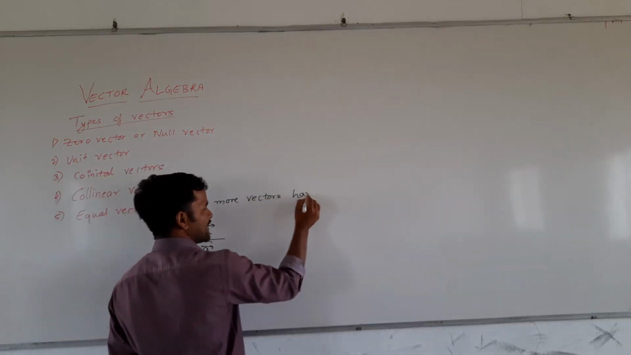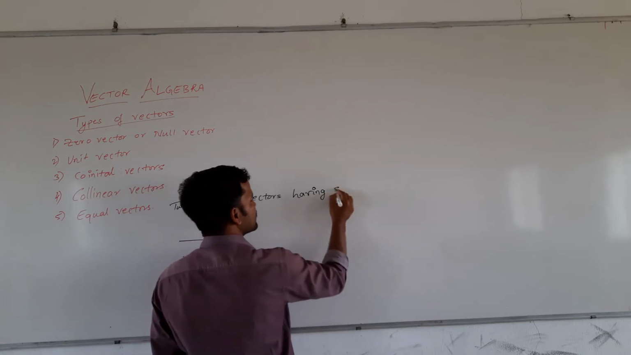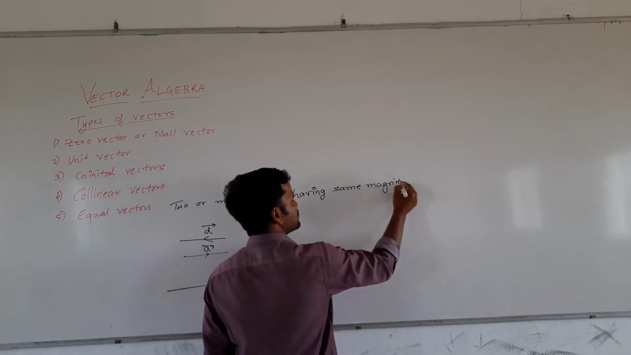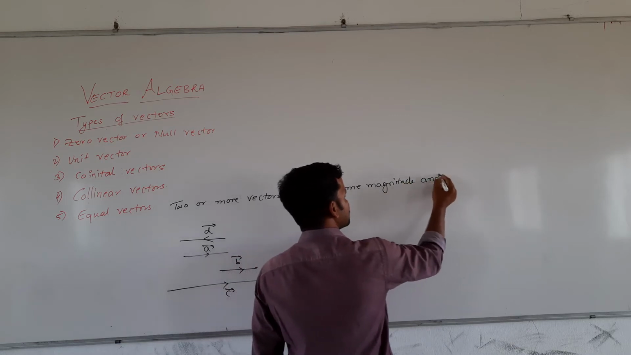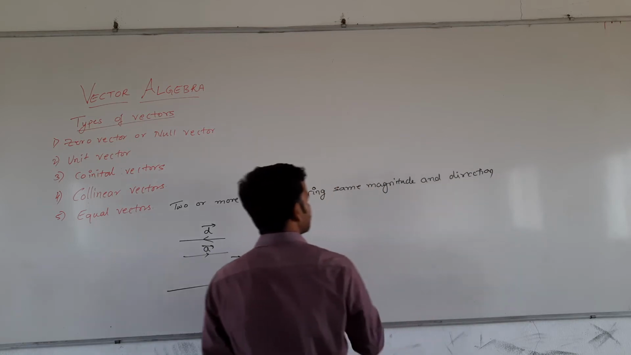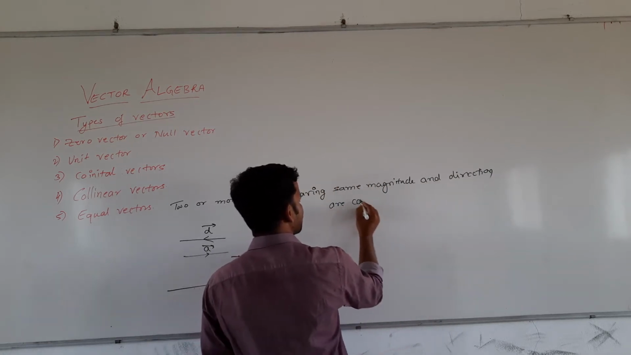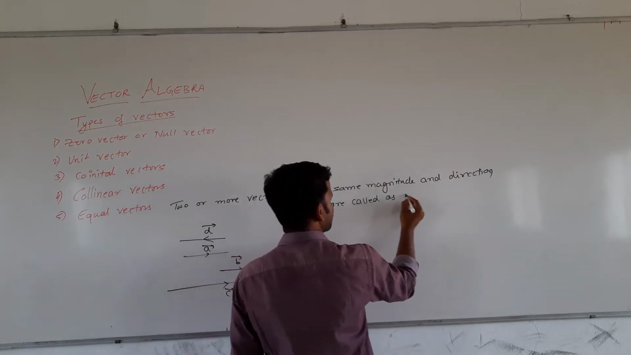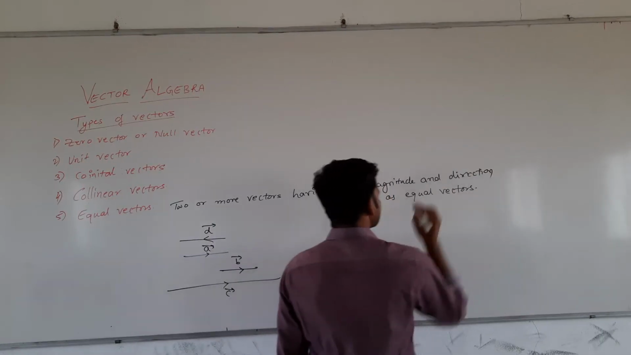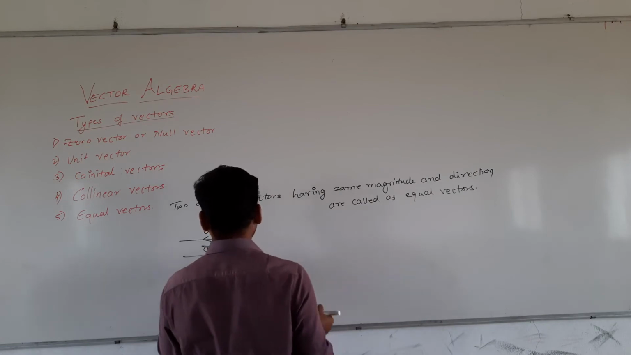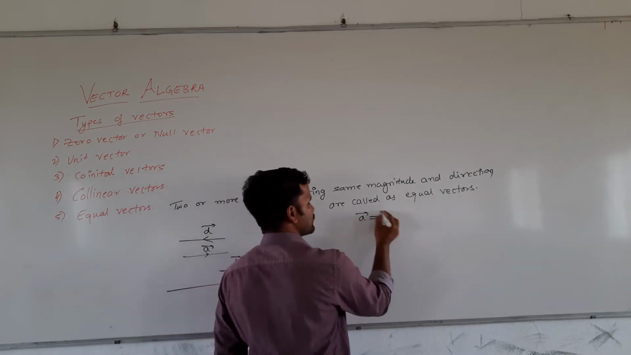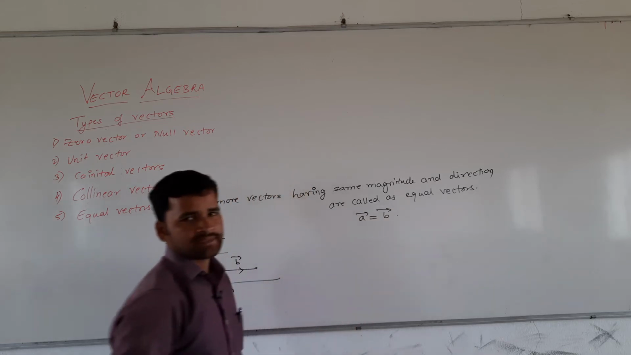Two or more vectors having the same magnitude and direction are called equal vectors. Suppose A and B are equal vectors, then we write vector A is equal to vector B.